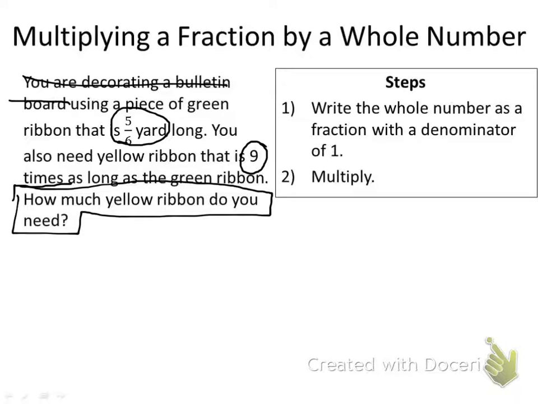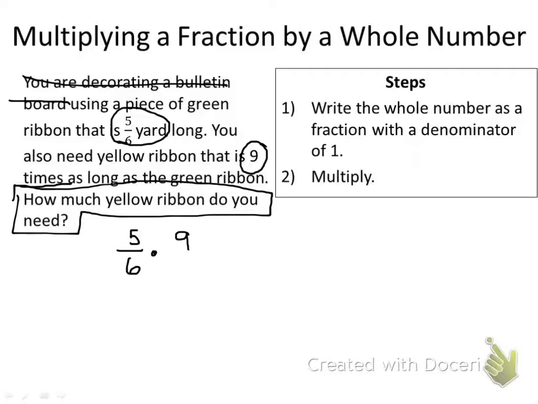Now we need to set up our problem. We need to know how much yellow ribbon we need. We know that we have green ribbon that is 5/6 of a yard long, and we need yellow ribbon that is 9 times as long as the green ribbon. That means we're going to multiply 5/6 times 9.